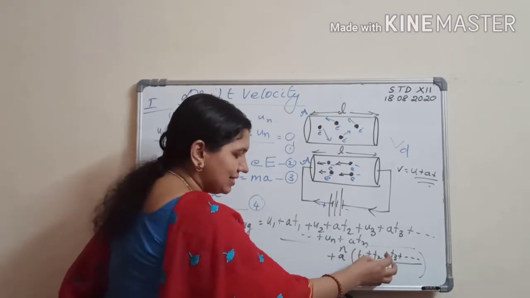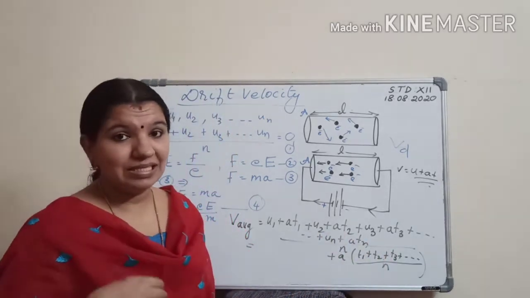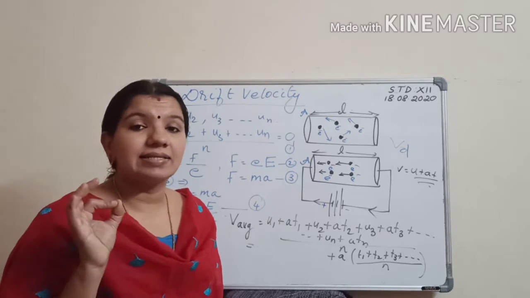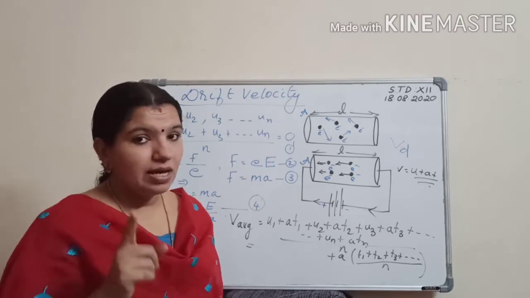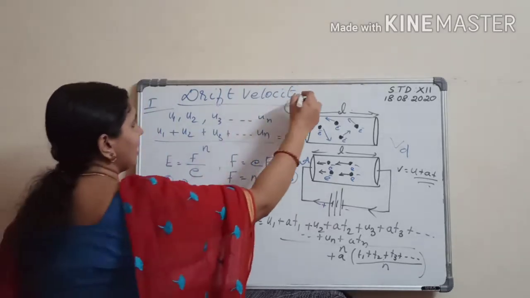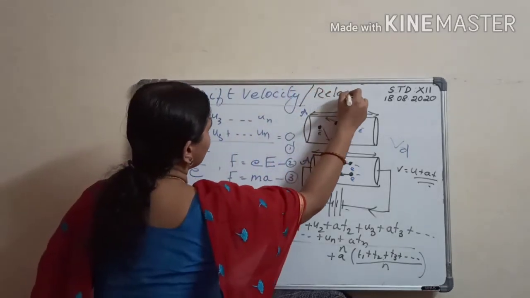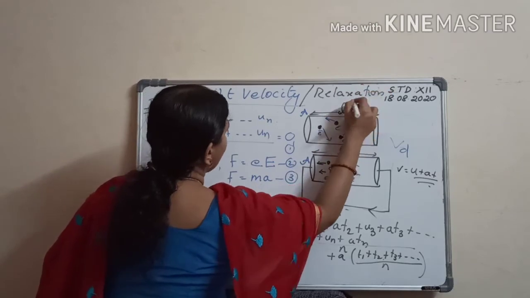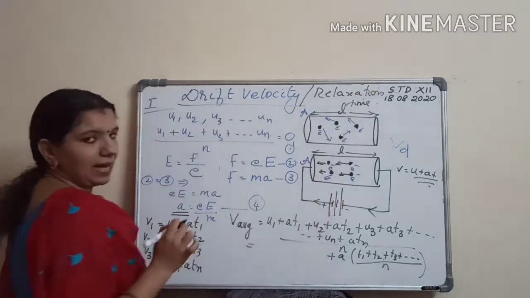This value, that is the average of this time, is called relaxation time. Again, important. Relaxation time. Along with drift velocity, actually I have to mention that also. That is also an important question for the board exams. That is relaxation time. Okay.